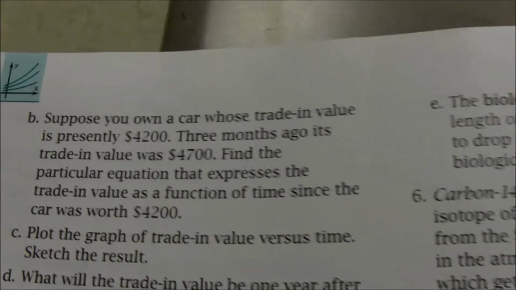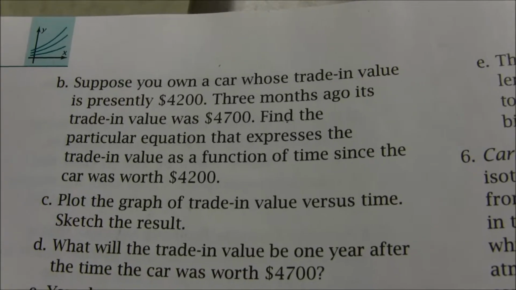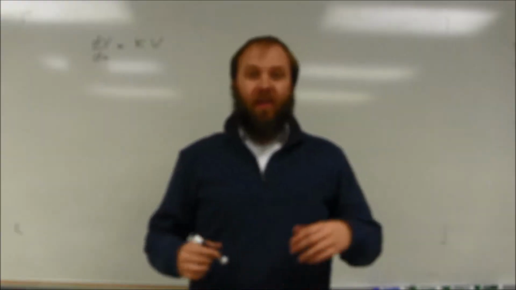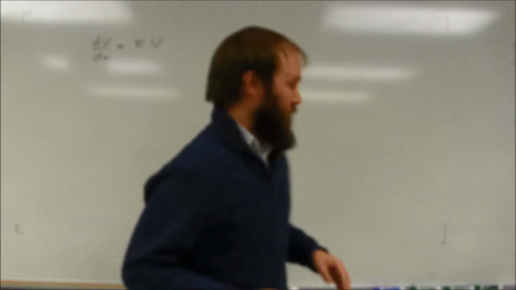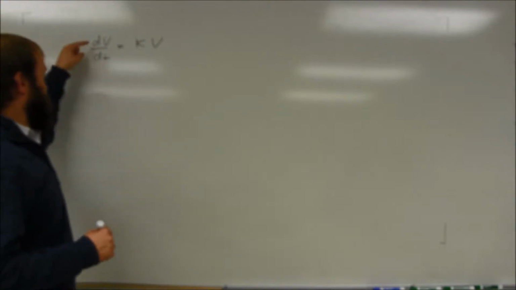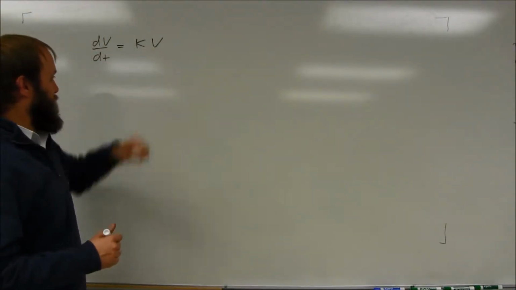On the following page, it's then going to tell me that I have a car with a trade-in value that's currently $4,200. 3 months ago it was $4,700. I want that particular equation. For problem number 4, I'm going to start out with this equation, dv/dt equals kv. So the rate of change of the value is directly proportional to the original value.